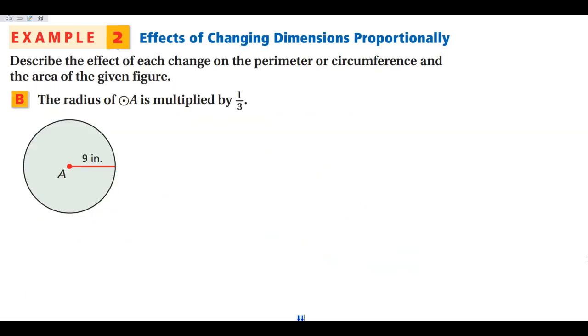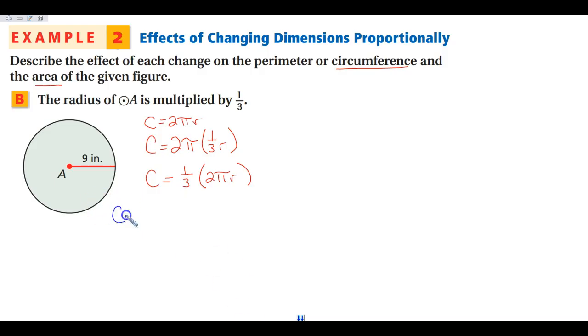So let's look at part B here. All right, I have a circle, and again, I want to find the change of, in this case, circumference and the area, what happens. All right, so when I look here, my radius is multiplied by 1/3. All right, so my circumference formula is 2 pi r. So if I multiply my radius by 1/3, I'm going to have 2 pi times 1/3 of my radius. Okay, and again, if I manipulate this and pull that 1/3 to the front, it's going to be 1/3 times 2 pi r.